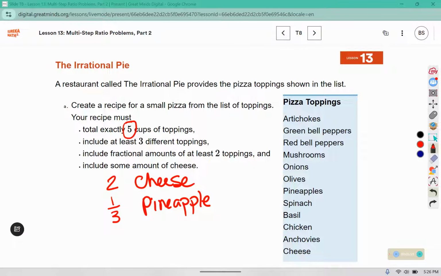I also need some protein on my pizza. So we're going to go with chicken because for whatever reason this pizza place doesn't have pepperoni.